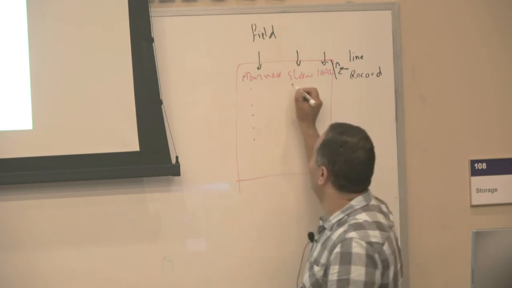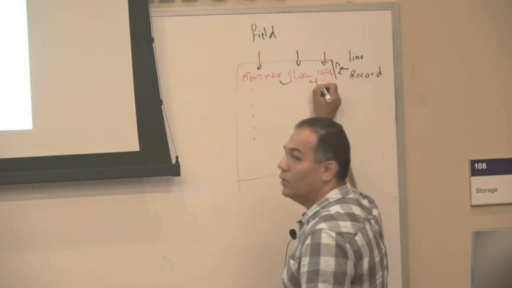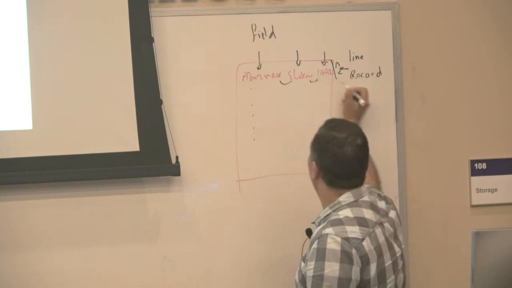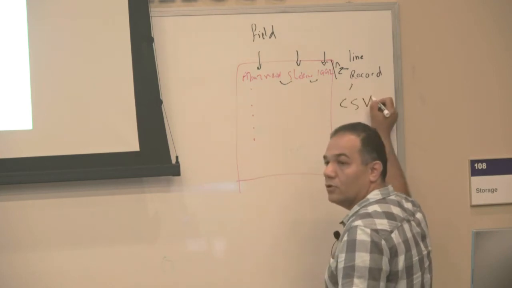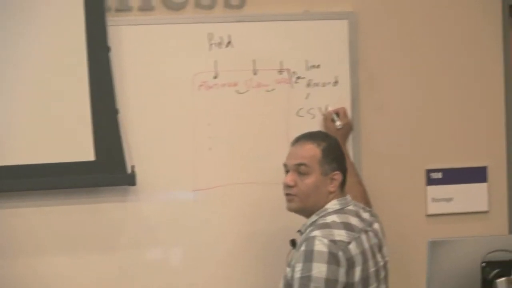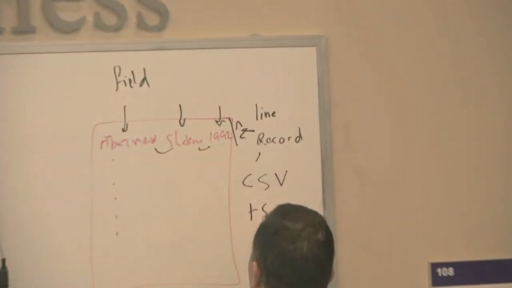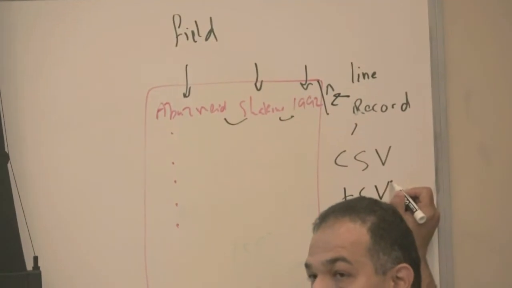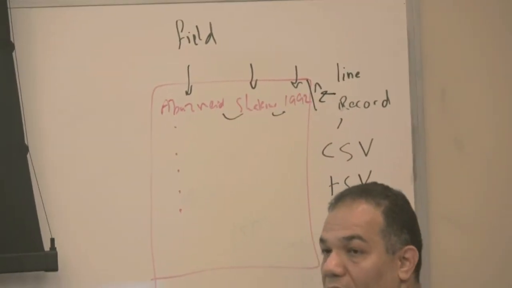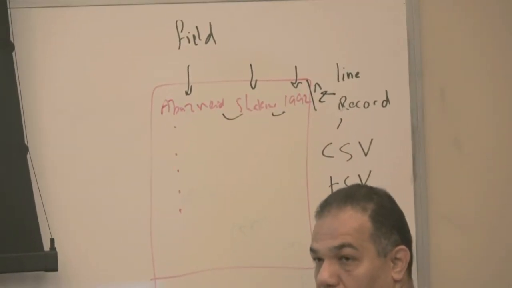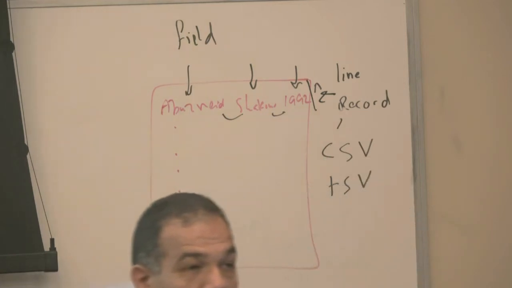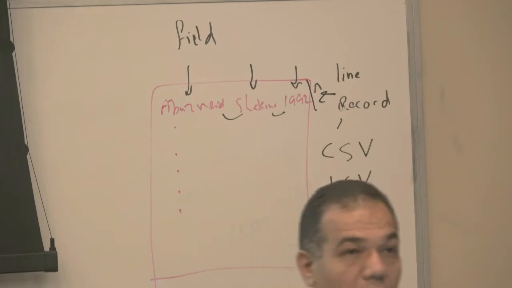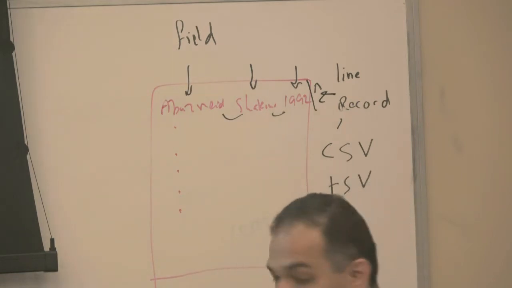And what makes a field is something separating them. So if what is separating them is a comma, we call it comma separated values. If it's a tab, it's tab separated values. Or it could be a space. So that's what a file is. That's how data is stored in the file. You agree? There's nothing special.